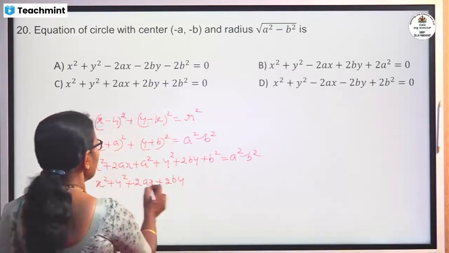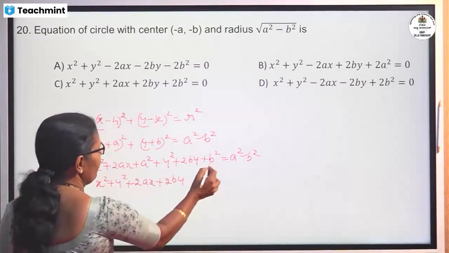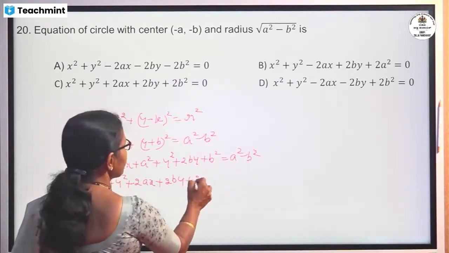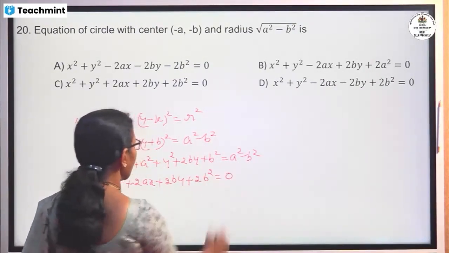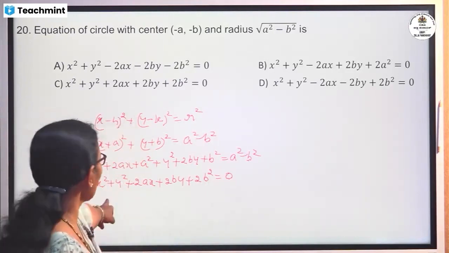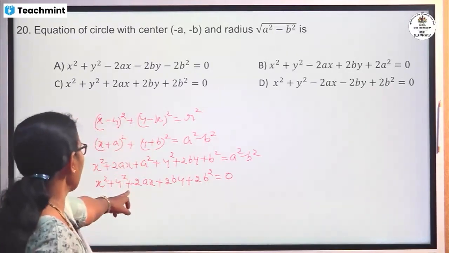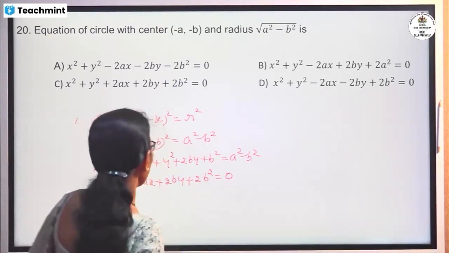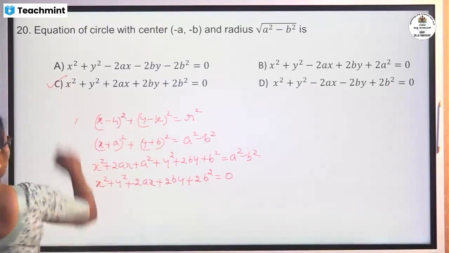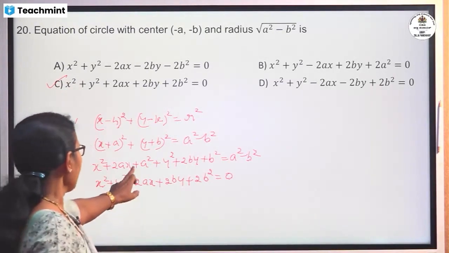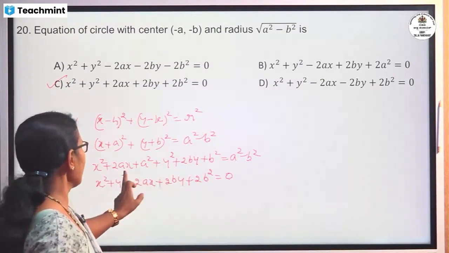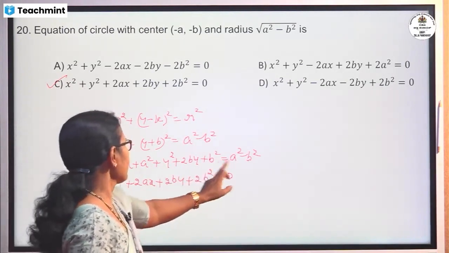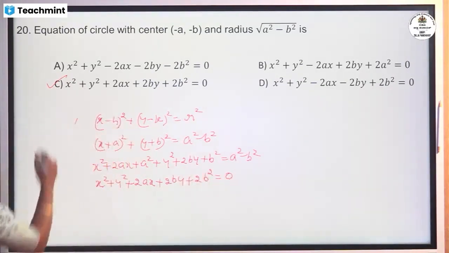So 2ax, 2by plus b square is there, and here minus b square plus 2b square equal to 0. So x square plus y square plus 2ax plus 2by plus 2b square is equal to 0. Therefore, C is the correct option. C is the correct option.